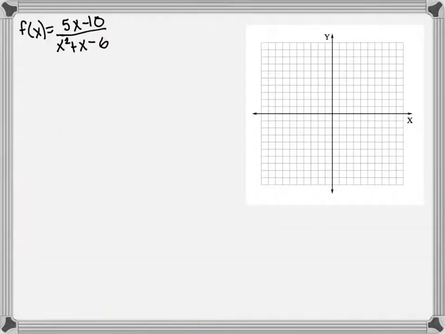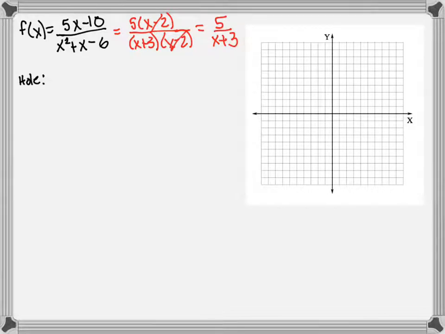Okay, let's look at a third function. F of x equals 5x minus 10 over x squared plus x minus 6. Factoring the numerator, I can factor out a greatest common factor. The denominator factors as x plus 3 times x minus 2. We can cancel out the x minus 2's, and we're left with 5 over x plus 3.